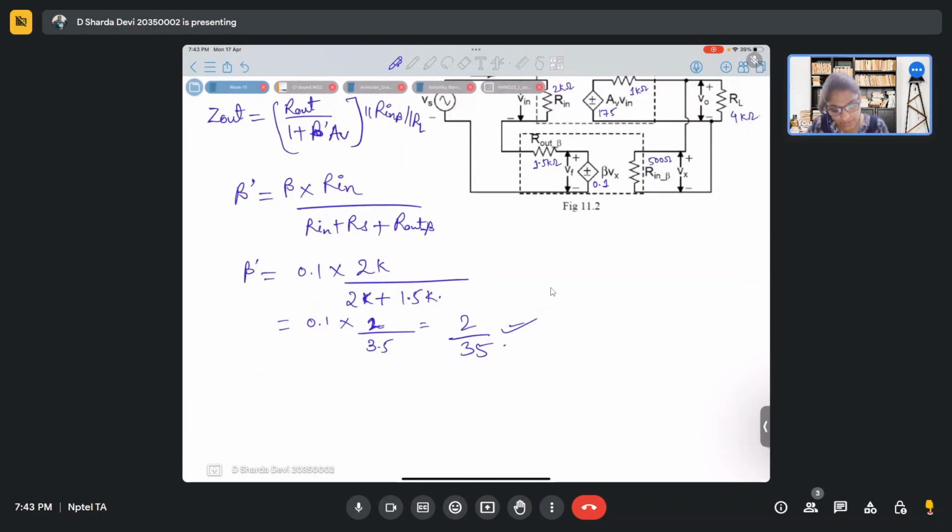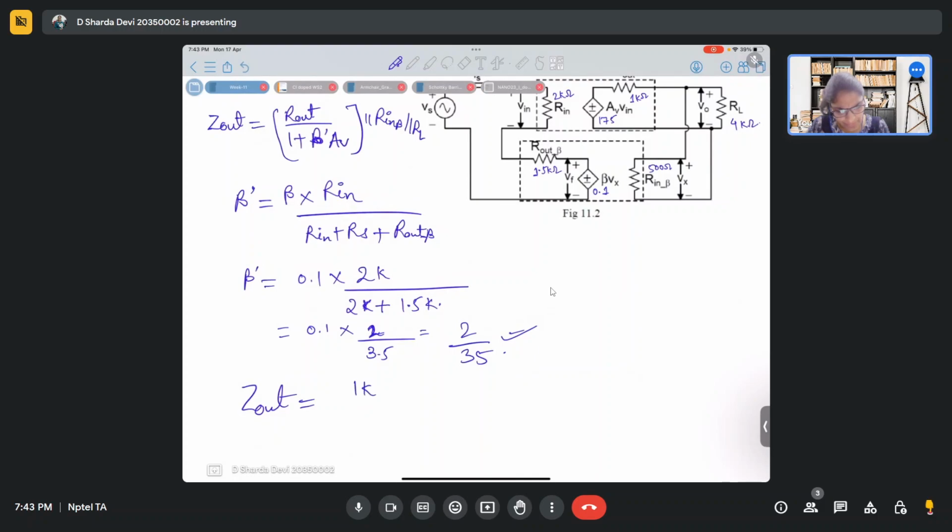So we'll simply find that out as R_out, which is 1k, upon 1 plus 2 by 35 into 175, parallel to R_in beta, which is 500 ohms, parallel to R_L, 4 kilo-ohms. So this is what we need to find out.